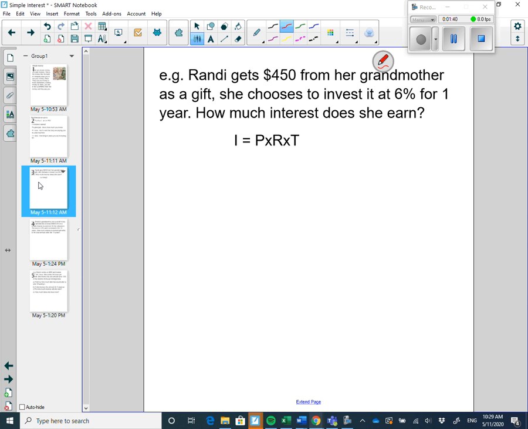Okay, so let's start with a very simple example here. Randy gets $450 from her grandmother as a gift. She chooses to invest it at 6% for 1 year. How much interest does she earn? So we're going to use this formula, I equals P times R times T. The first step is to take that 6% and convert it to a decimal, 0.06. And then you just write the formula, I equals PRT. The principal is $450 times the rate, 0.06, times 1 year, times 1.